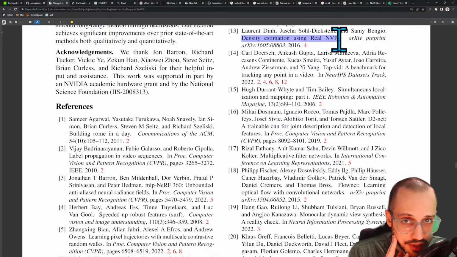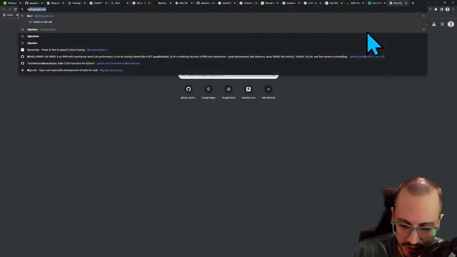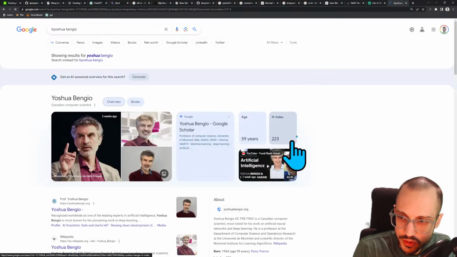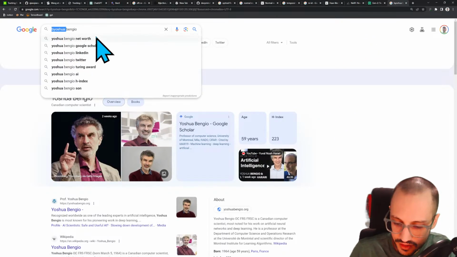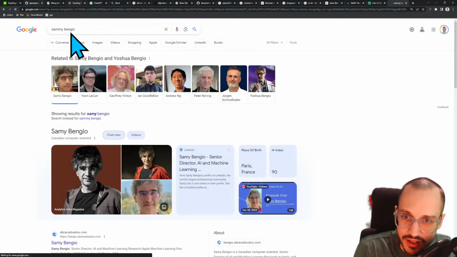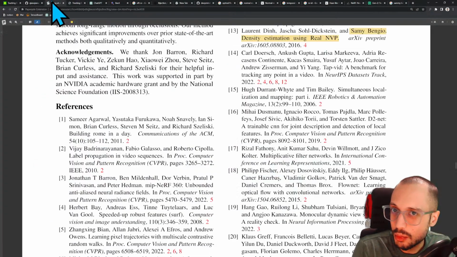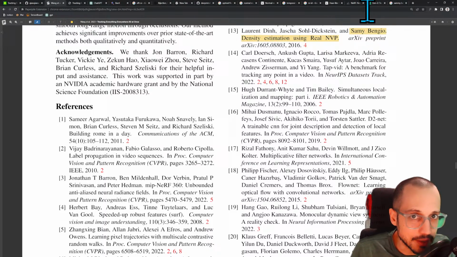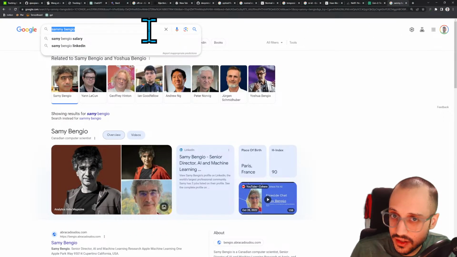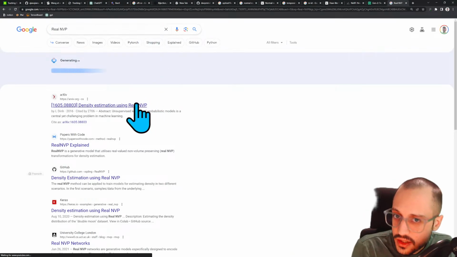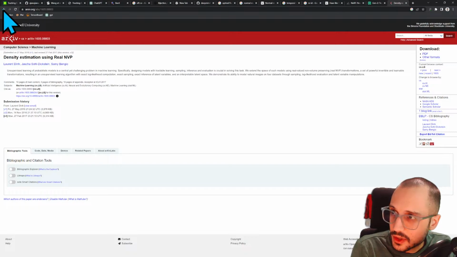Density estimation using real NVP. This is Sami Bengio, which is Yoshua Bengio's brother. Yeah, if you guys didn't know this, the Yoshua Bengio dude has a brother who also works in this field. So it's kind of weird, there's two of them. But okay, let's actually look this up though. Real NVP. Density estimation using real NVP. Actually, here we go, Papers with Code.